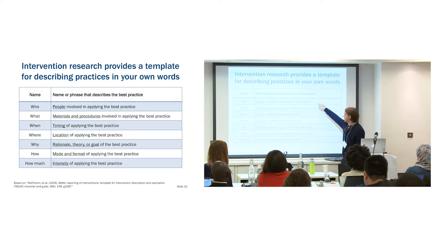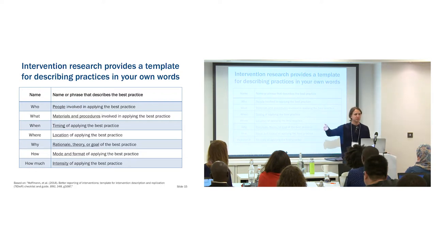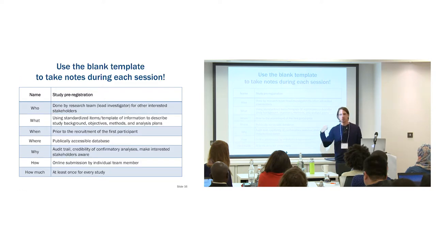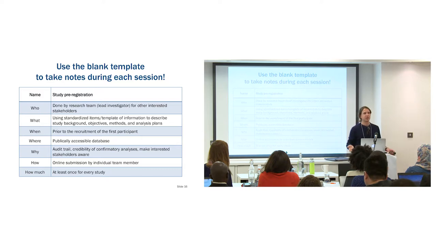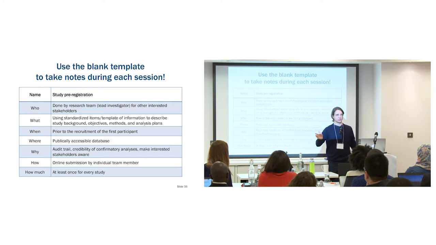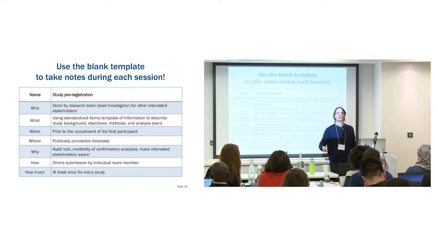So they ask for any intervention, this is a simplified version of it, a name or phrase that describes or summarizes the best practice, so something like study registration, who's involved in it, what they're supposed to use and how they're supposed to use it, when they should do it, where, why, what's the reason for it, how can they apply it, and how much, how often. So just to use an example from the things we'll be learning this week, these are my brief notes on study pre-registration. It's done by a research team, typically a lead investigator of, say, a randomized trial, and it's done for other interested stakeholders, patients that they want to recruit for the trial, which is actually the original reason clinicaltrials.gov was created, not for these kind of methodological reasons, but to let patients know of ongoing trials.